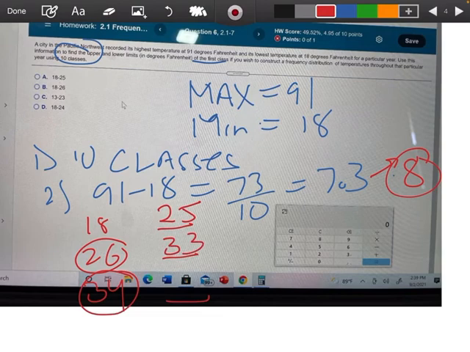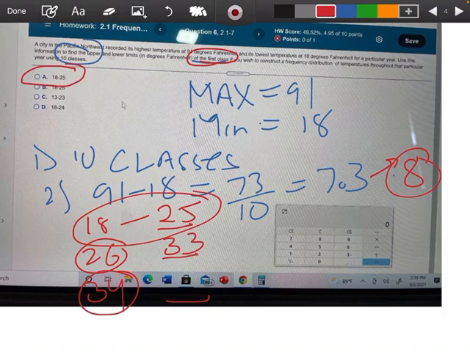Now, the direction said, let's do this for the first class, right? So the first class is going to be between 18 and 25. So my answer would be choice A, okay?